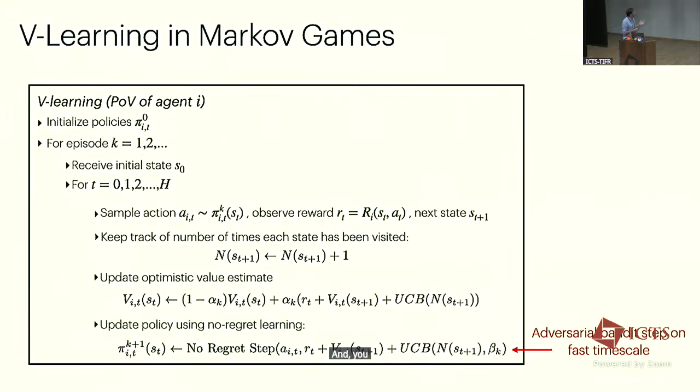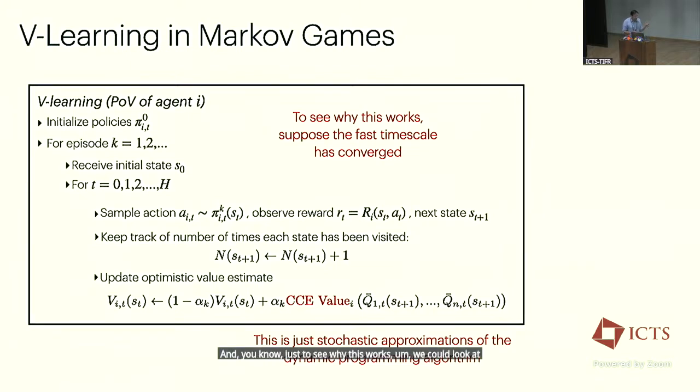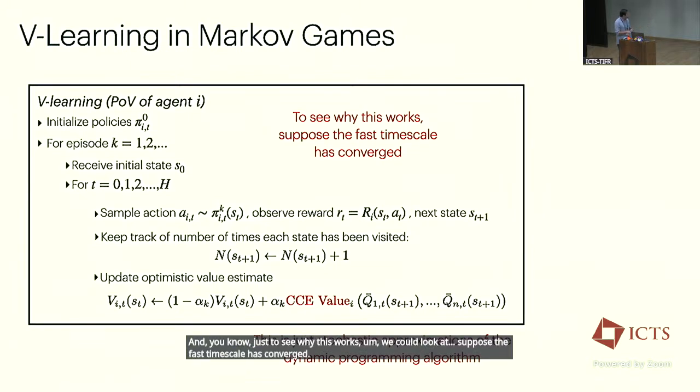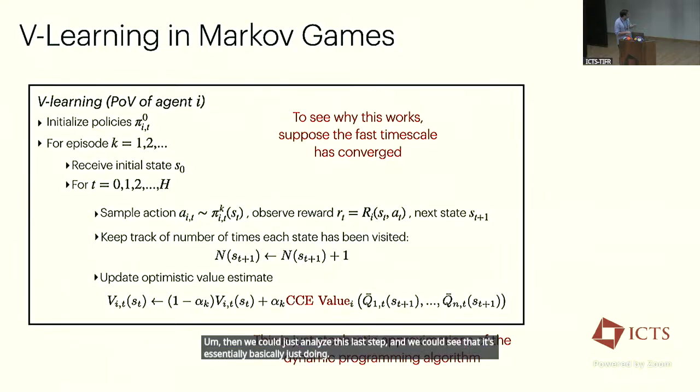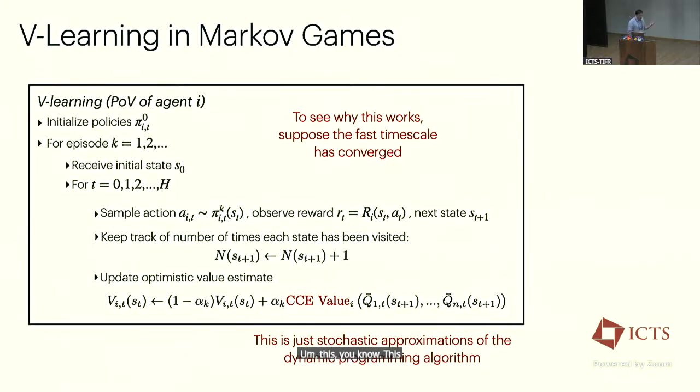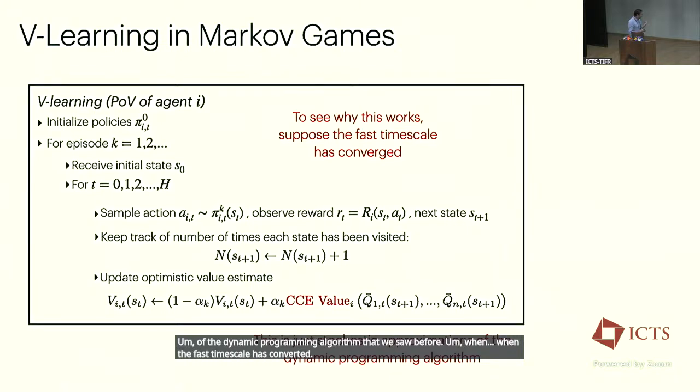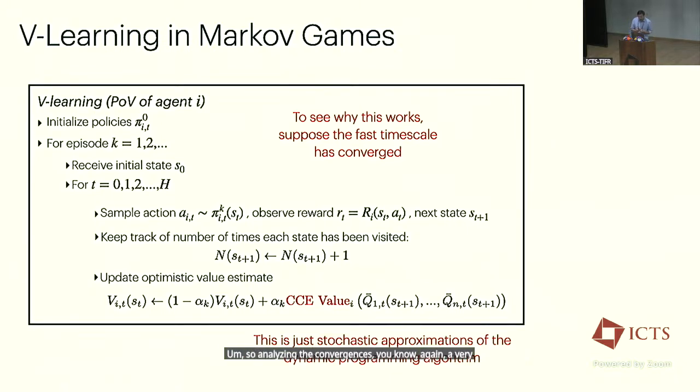To see why this works, suppose that the fast time scale has converged. Then we can analyze this last step, and we can see that it's basically just doing a stochastic approximation of the original dynamic programming algorithm. So the reason why this algorithm works is that it's essentially doing stochastic approximations of the dynamic programming algorithm that we saw before, when the fast time scale has converged. Analyzing the convergence is, again, a very non-trivial endeavor.